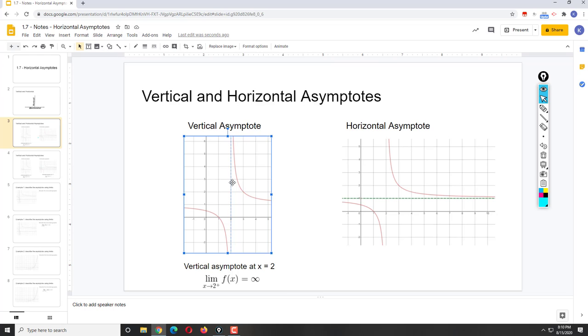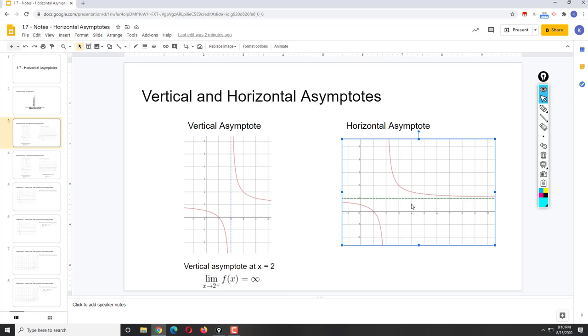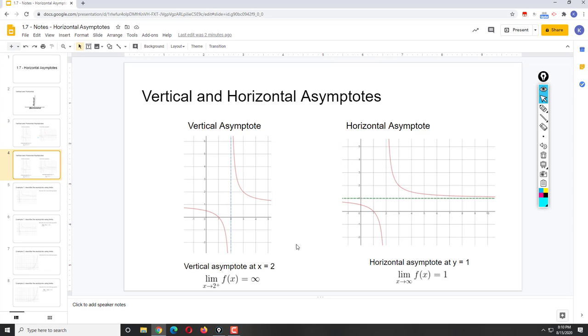Some functions have a horizontal asymptote. Here's an example. We see that as x gets larger and larger, as we go to the right more and more, our line is approaching the value 1. When that happens, we can say that there is a horizontal asymptote at y equals 1.